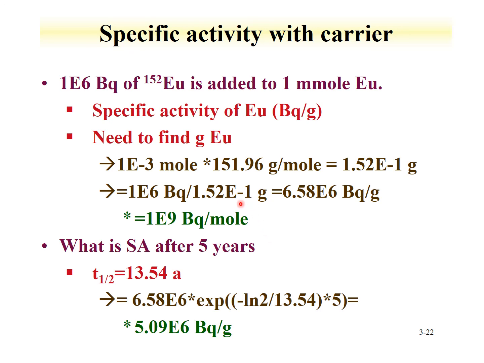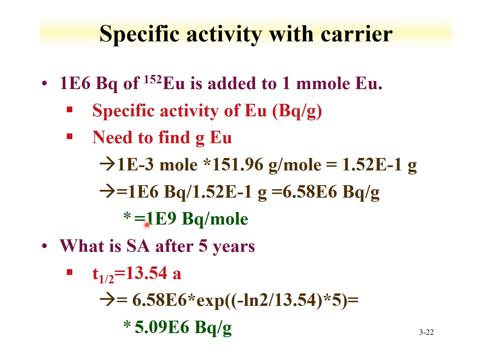I could also state that if I have 1 times 10 to the 6 becquerels divided by 1 times 10 to the minus 3 moles, I get 1 times 10 to the 9th becquerel per mole. So I can also evaluate the europium concentration in terms of moles.